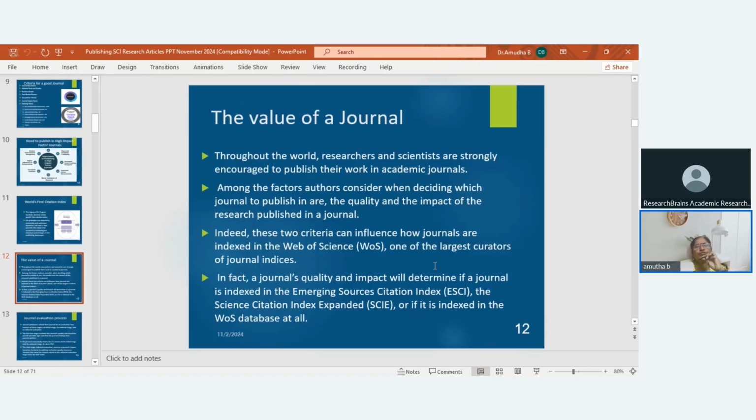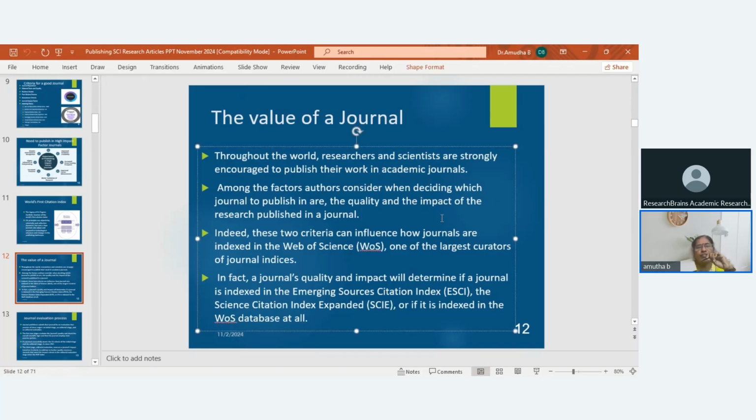How do you choose the value of the journal? How do you find that a value of the journal is identified? Researchers and scientists are always encouraged to publish their work in academic journals. What they require is quality. What's the meaning of quality?